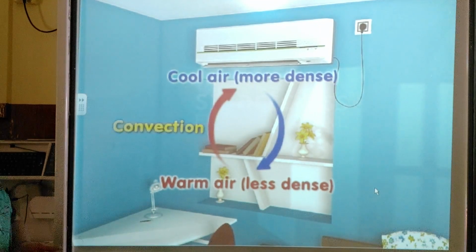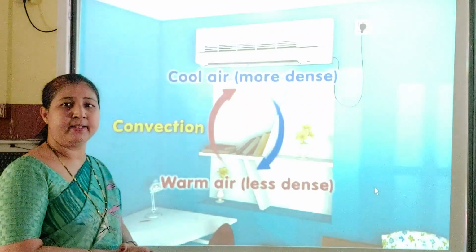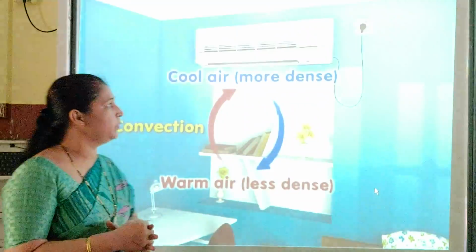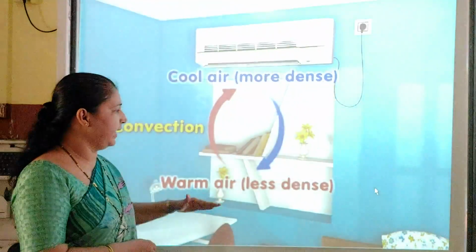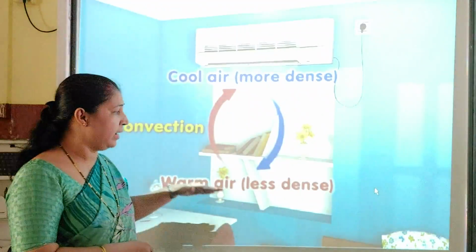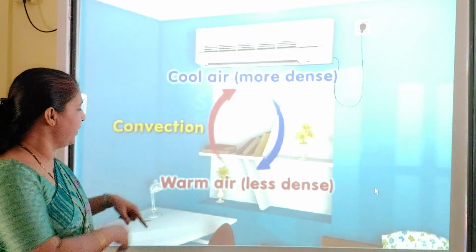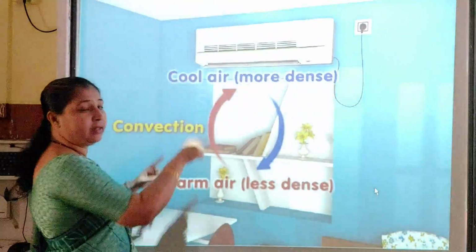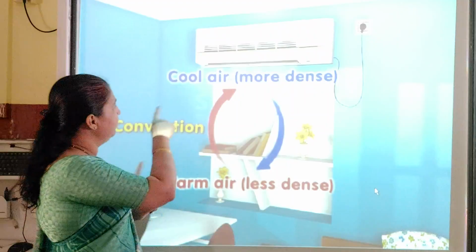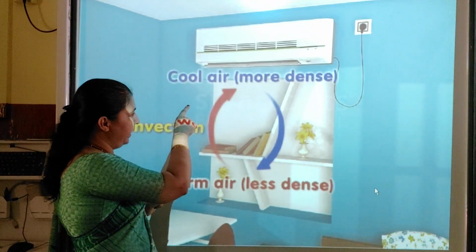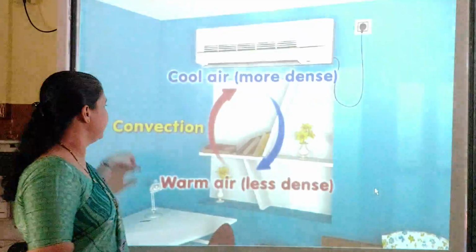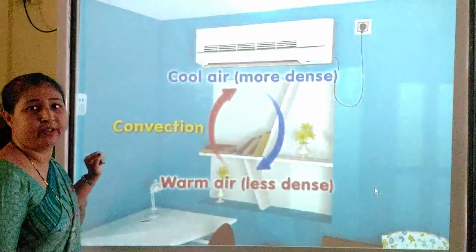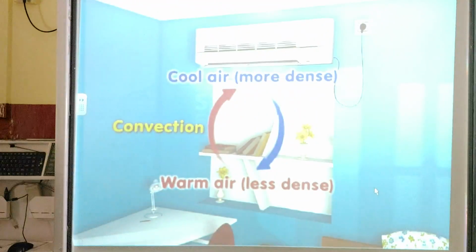So the example is the air cooler. Everyone might have experienced it, isn't it? In your home you have the air cooler. What does the air cooler give you? It gives you cool air, which is more dense, and the room is warm, so the warm air is less dense. So in this way, the warm air goes up and the cooler air comes down. This is a continuous process. Warm air is cooled, cool air is more dense and warm air is less dense. So the process will be continuous. This is called convection.